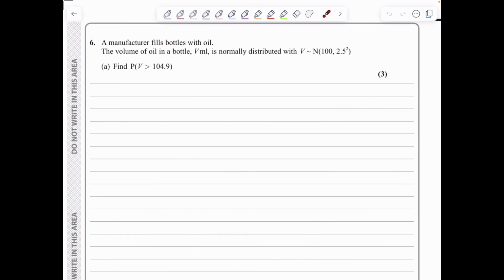In question 6, we are told that the volume of oil in a bottle, capital V, follows a normal distribution with parameters mu being 100 and sigma being 2.5, and we need to find the probability that V is greater than 104.9. Now to do that, I will be standardizing, and this will happen by deducting the mean and dividing by the standard deviation. So it is a probability of Z greater than (104.9 minus 100) over 2.5. So we're looking at the probability of Z being greater than 1.96.